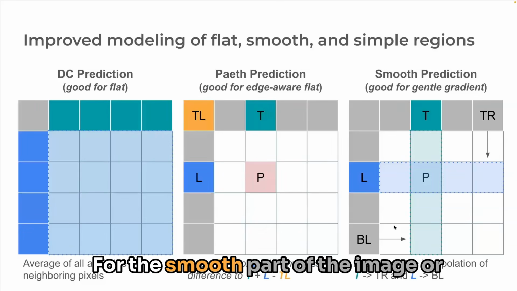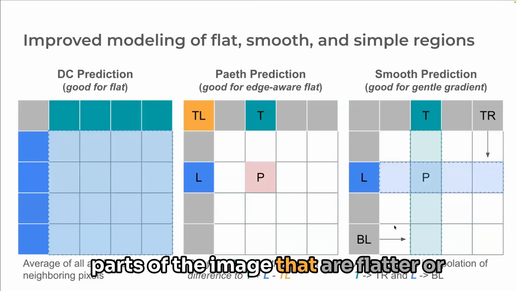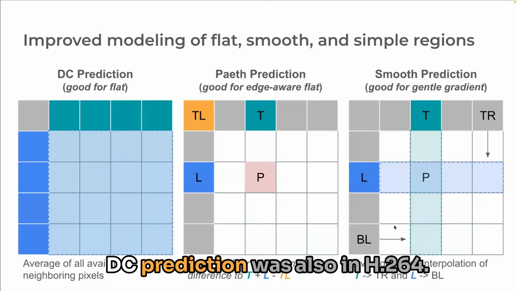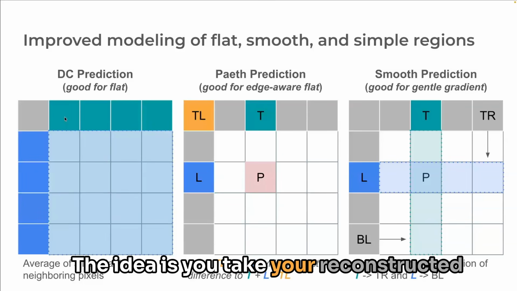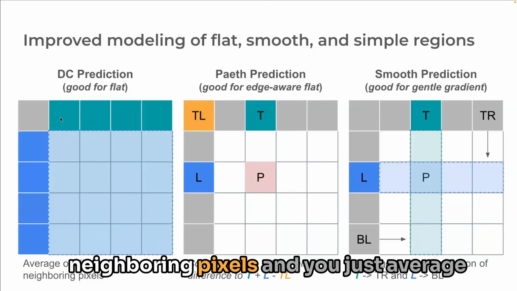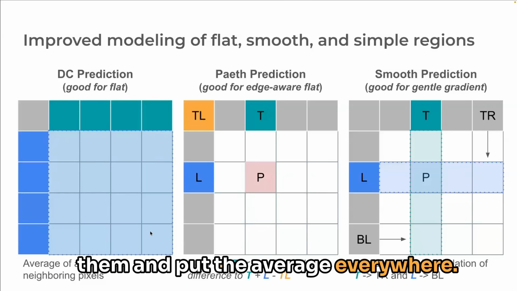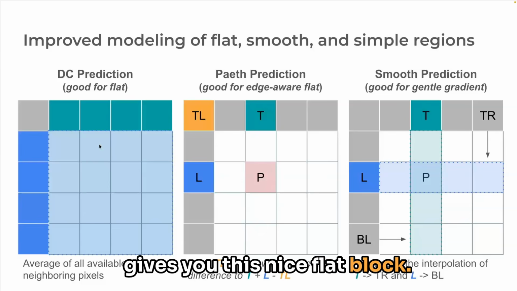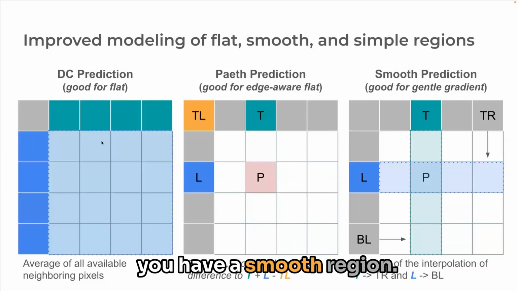For the smooth part of the image, or parts of the image that are flatter or changeless, there's 3 coding tools. The first one is DC Prediction. DC Prediction was also in H.264. The idea is you take your reconstructed neighboring pixels and you just average them and put the average everywhere. You just paint that in and it gives you this nice flat block. That's super useful when you have a smooth region.